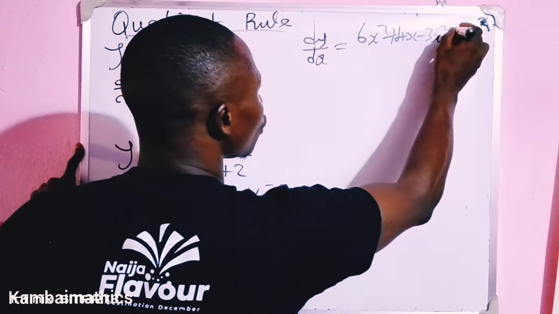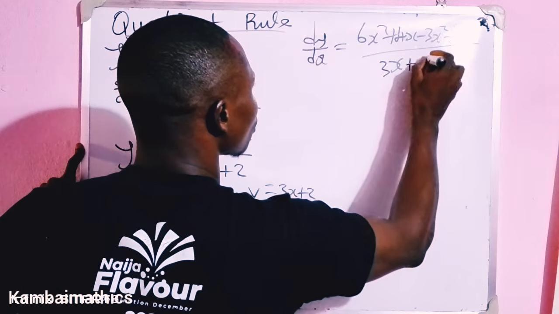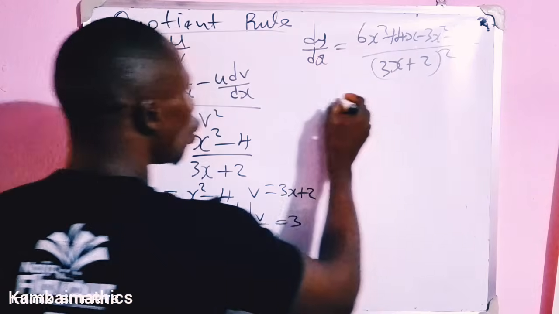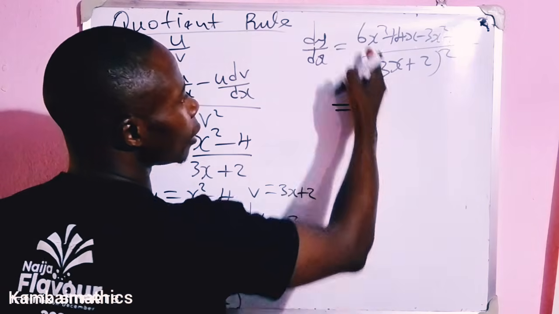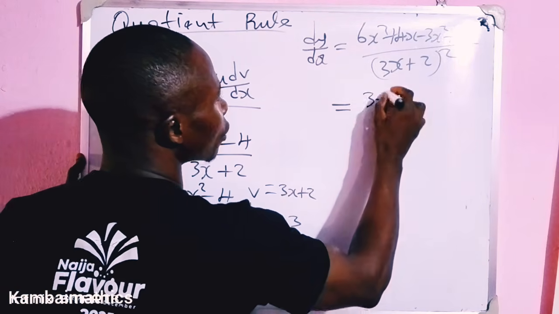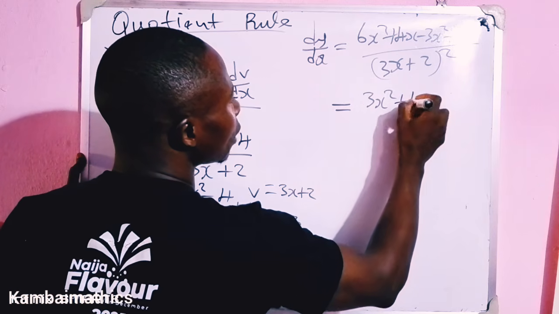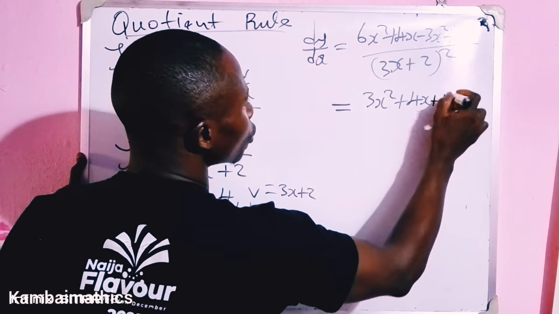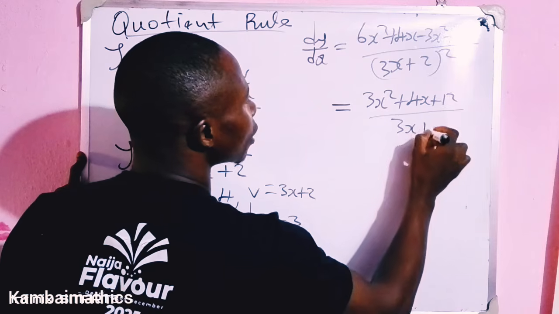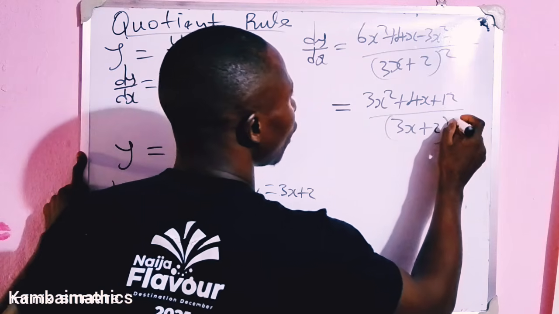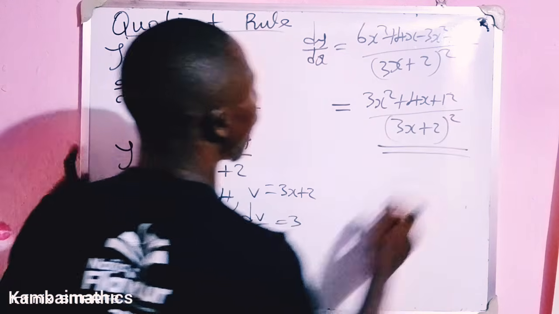So this will give us plus 12 all over (3x + 2) all in bracket raised to the power of 2. So this is the same thing as this minus this, which will give us 3x squared, and then we have a quadratic equation there, which is plus 12 all over (3x + 2) all raised to the power of 2. So this is how we solve this one.